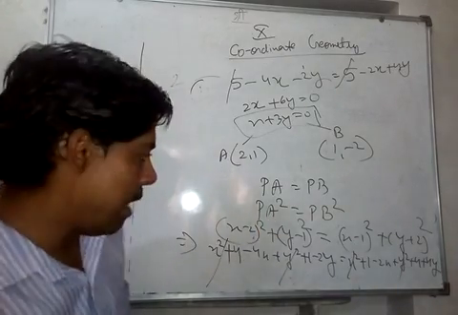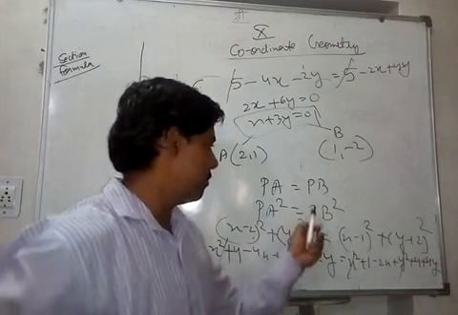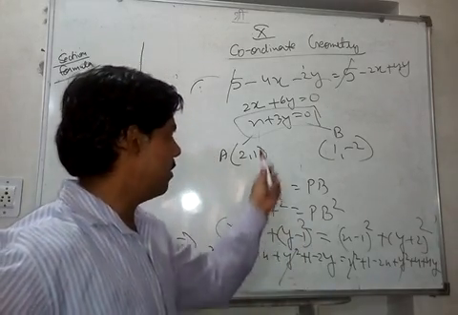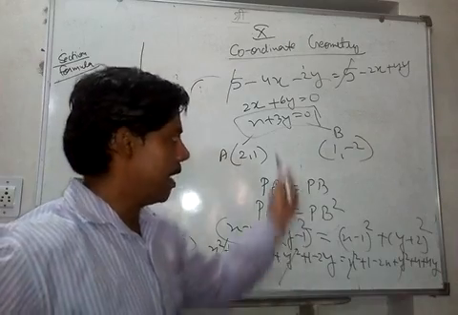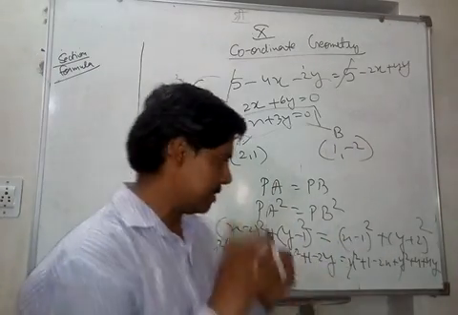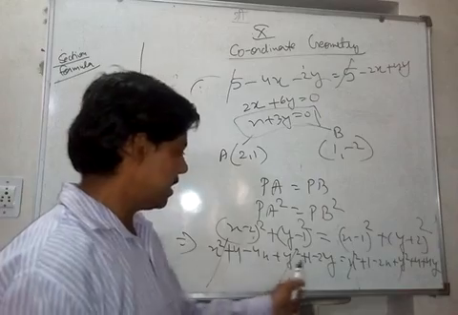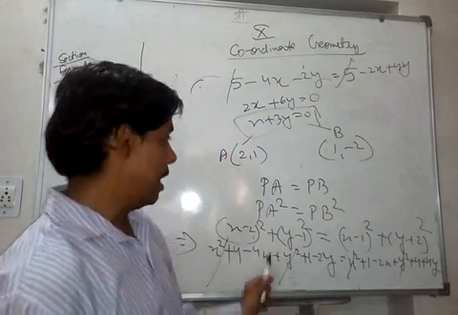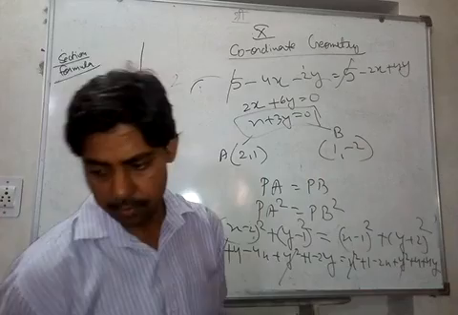So what we have done, I will just repeat here. PA is equal to PB. PA square is equal to PB square. Apply the distance formula from P to A and P to B. Use identities, expand it, cancel x square and y square, and cancel the constants, add the x and y terms, and you get this relationship, right?